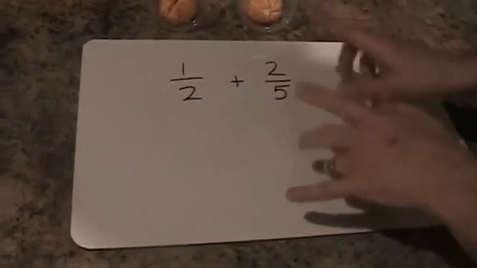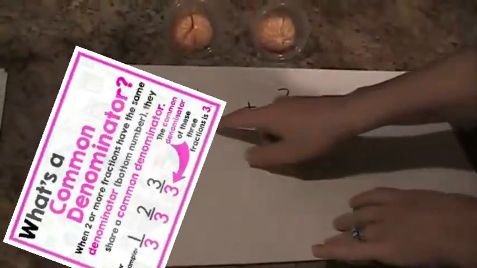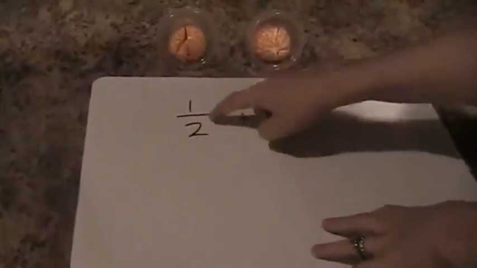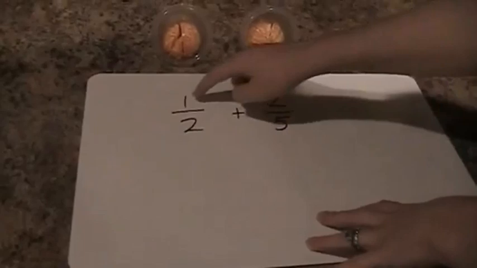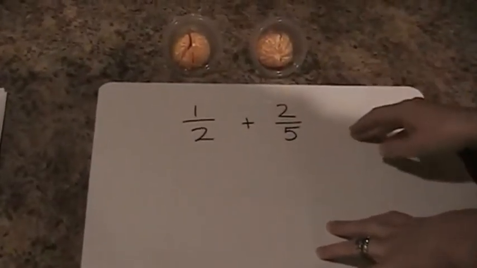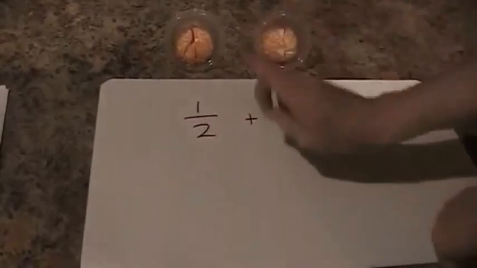Hi guys, this is going to be a reminder of why we can't add unlike denominators. So you might look at this problem, 1/2 plus 2/5, and think 1 plus 2 is 3, 2 plus 5 is 7, oh, it's 3/7. No, and this is why you can't do that.